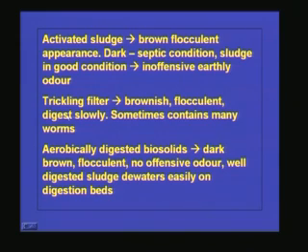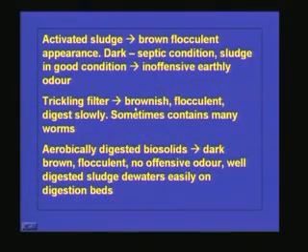And now coming to the trickling filter, we know that whatever biomass is present in the trickling filter, once it sloughs from the support media, what will happen? It will be coming along with the liquid trickling through the biofilter, and in the sedimentation tank, the biomass will be settling down. So that is the sludge we get from a trickling filter. The sludge from a trickling filter is usually brownish in color and flocculent in nature.